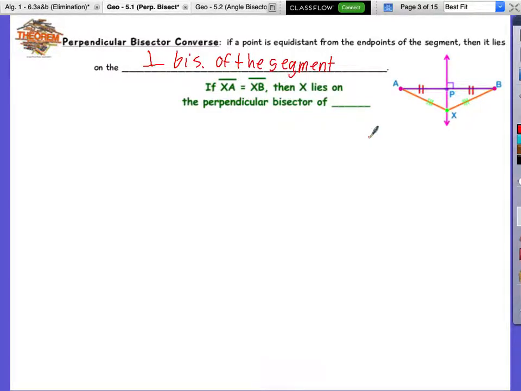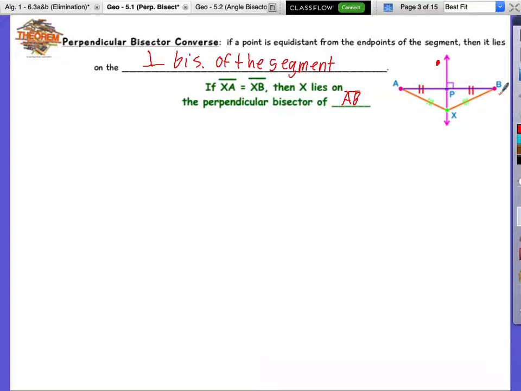So we said here, since the measure of XA is the same length as the measure of XB, then X has to lie on this perpendicular bisector because it's equidistant. And so it must lie on the bisector of segment AB. So let's suppose we had an extra point here. This point is not on the perpendicular bisector. Is this point going to be equal distances from A and B?